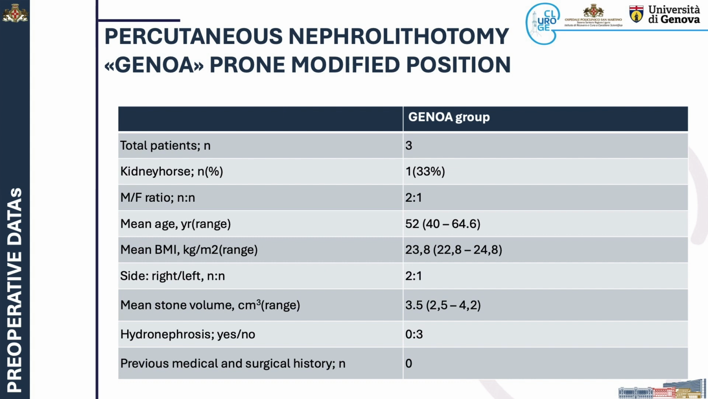3 patients were treated, primarily on the right side. 1 patient was affected by horseshoe kidney. The mean BMI was 23.8 kilograms per square meter and the mean stone volume was 3.5 cubic centimeters. No patient had hydronephrosis or a history of previous surgeries.